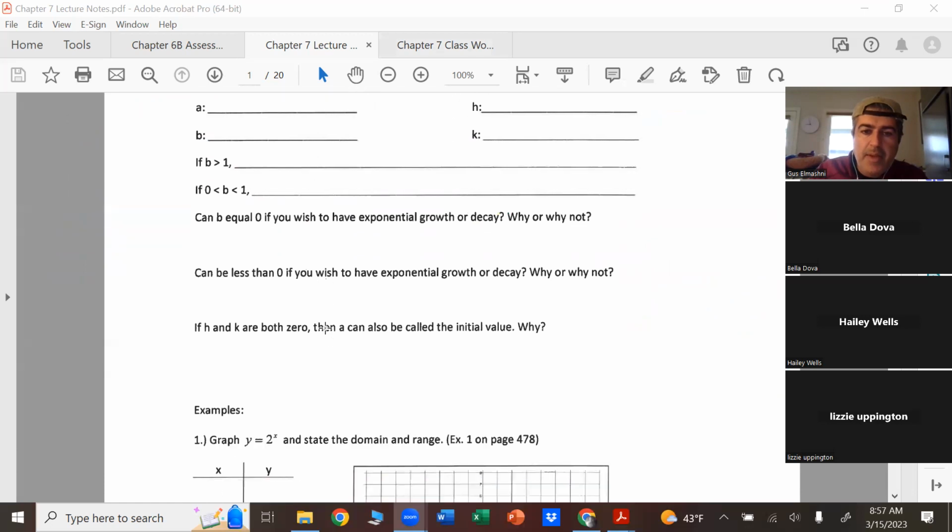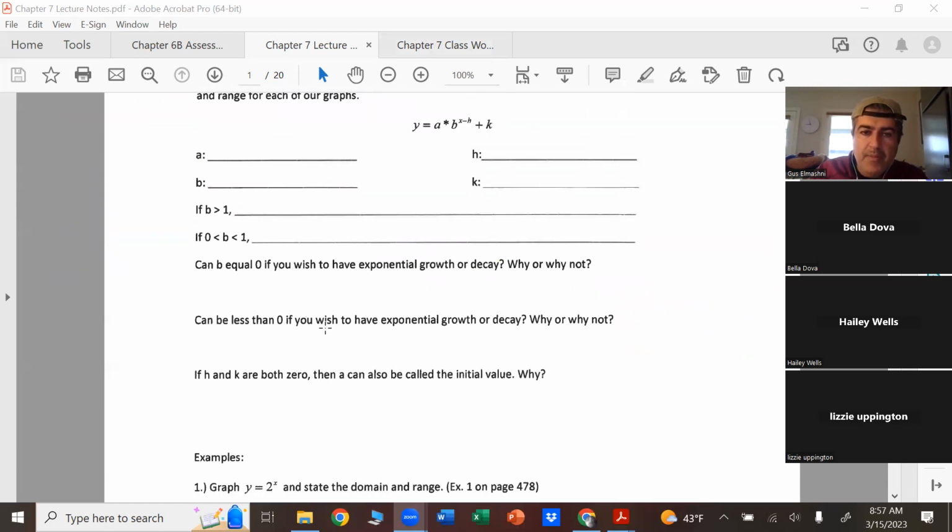Now let's talk about some technical stuff here. Can b equal 0 if you want decay or growth? And the answer is no. That's because y equals 0 to the x power is just 0, right? 0 times anything is 0. So you can't have b equals 0. That's why we don't have the equal sign here.